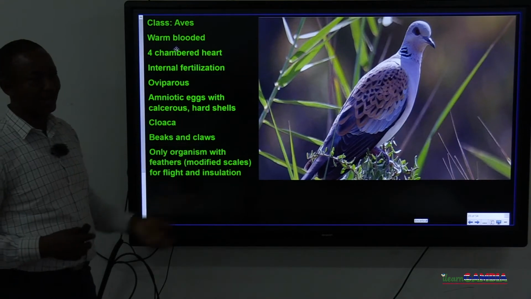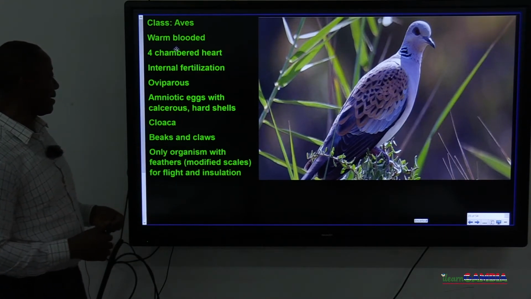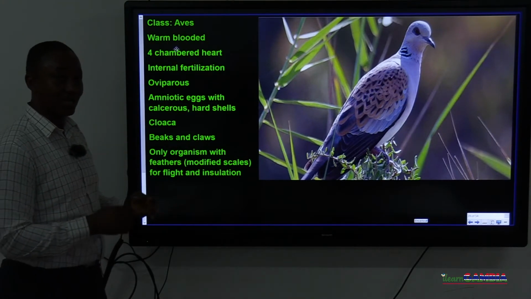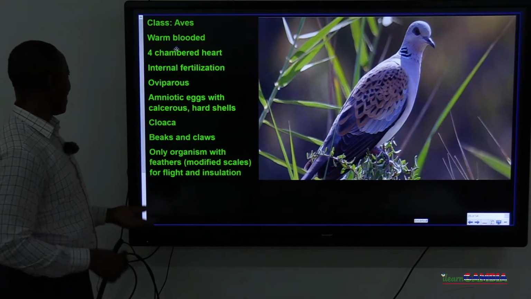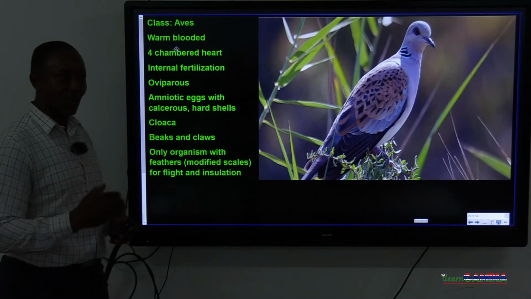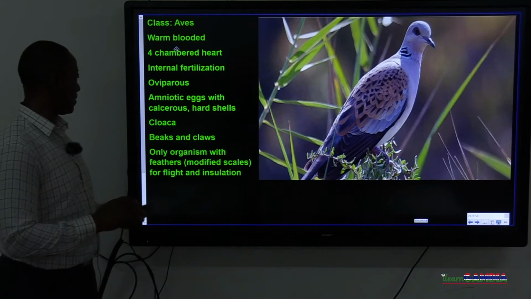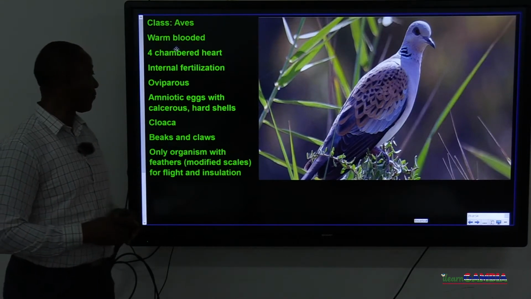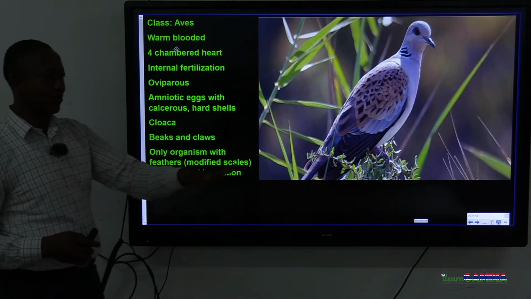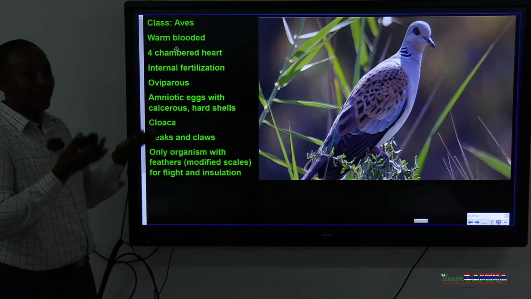Not so hard because they can easily break, but they are hard compared to those of the reptiles, which are soft and leather-like. And again, that's also very important because it helps prevent them from losing water. You know, for them, the eggs are not laid in the soil where it is moist. They are laid on something soft out above the ground.